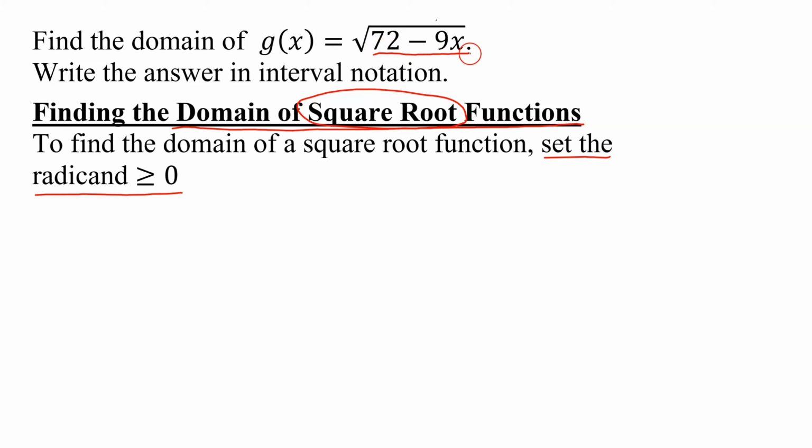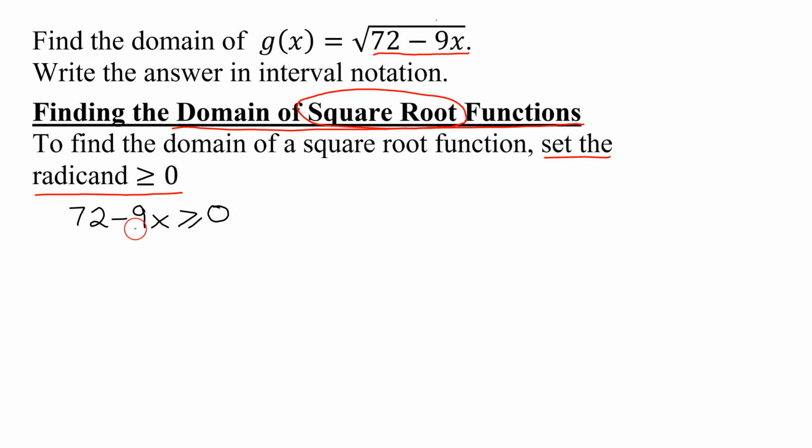So I'm going to take my radicand, 72 minus 9x, and set it greater than or equal to 0. Now I have a simple linear inequality. And how do we solve those? Just like solving a linear equation with two big exceptions. One is when you multiply or divide an inequality by a negative number, it reverses the inequality symbol. The other one is if you interchange the two sides of an inequality, that reverses the inequality symbol.